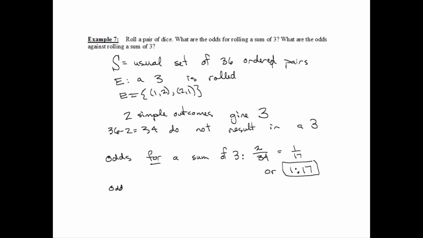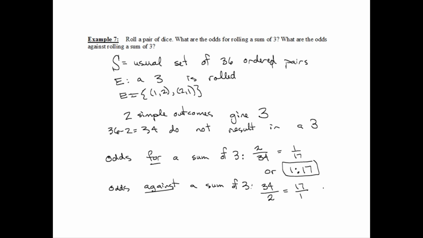Let's look at the odds against. Okay, so this time we put the complement on top. So we put the 34 outcomes that do not give us a 3 on top. The 2 that give us a 3 are below. And so this is 17 to 1.